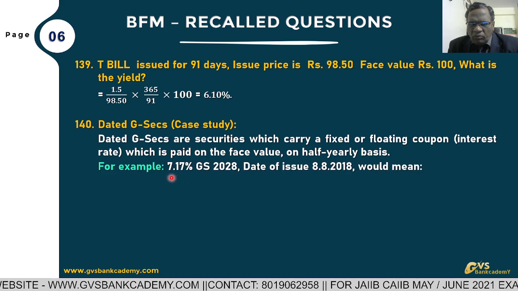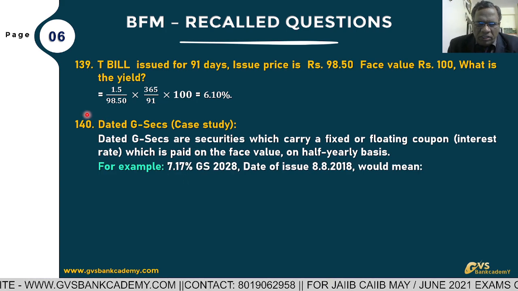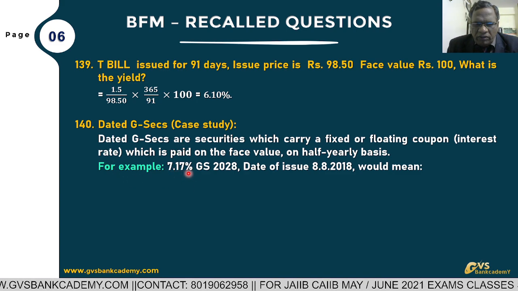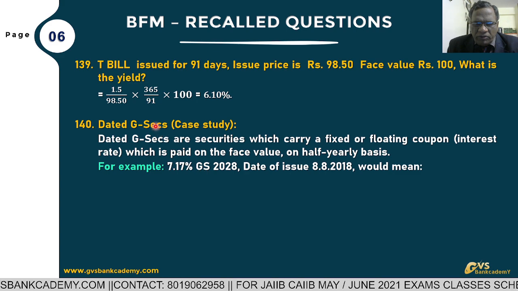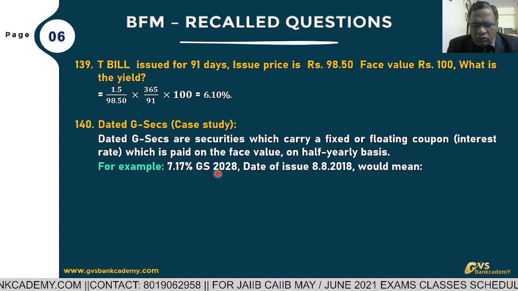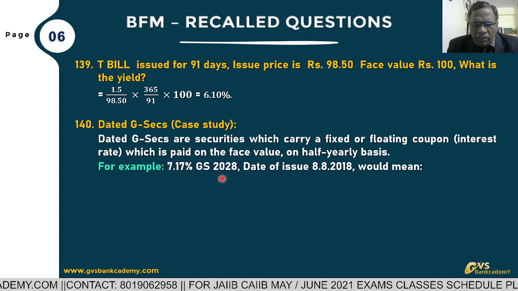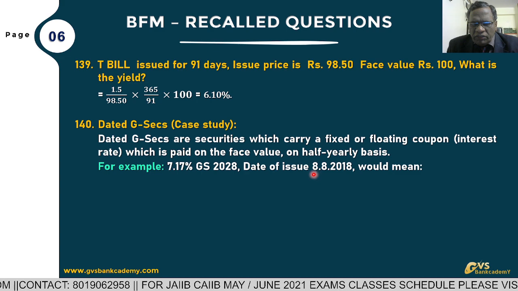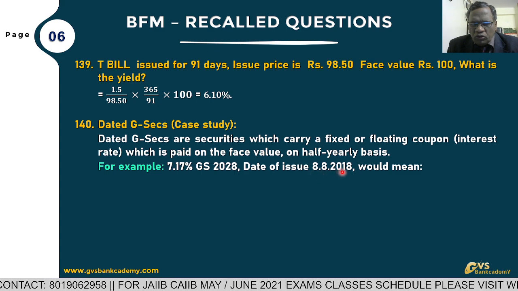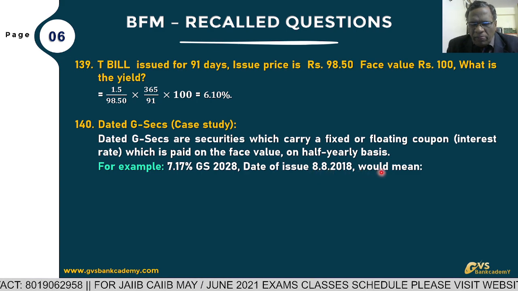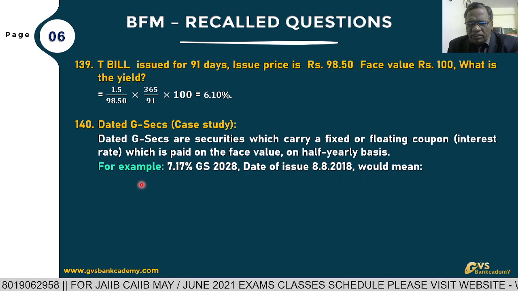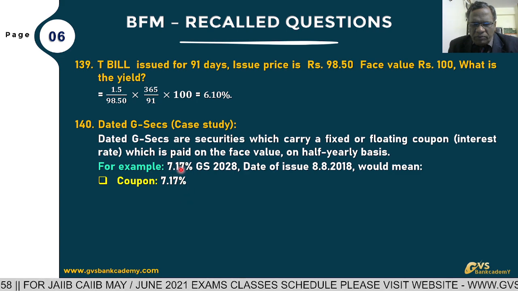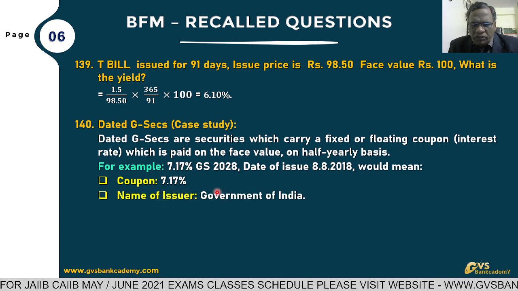This is a model question I am discussing. Sometimes they ask it for 5 marks, please note it is 5 marks. For example, 7.17 GS 2028. GS means government security, and 2028 means it is going to mature in 2028. What is the date of issue? 8 August 2018. It was issued on 8 August 2018. Now you can imagine the following things. What is the coupon rate of interest? 7.17. The name of the issuer is the Government of India.